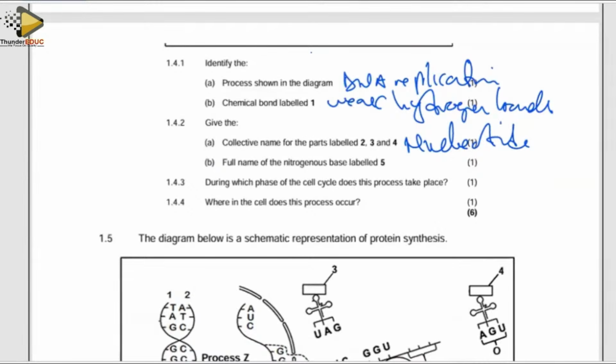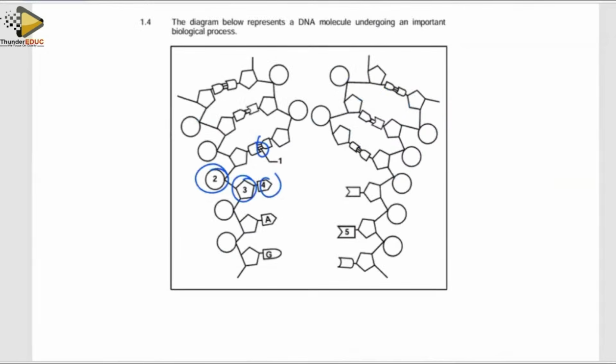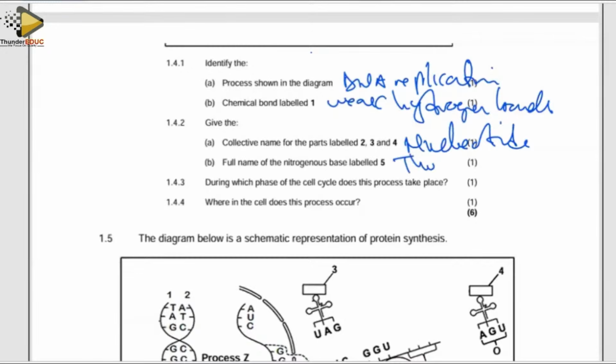Full name for nitrogenous base 5. What is 5? 5 is here. Here you have adenine. Automatically this is going to be thymine. So 5 becomes thymine. Okay. Thymine. All right. During which phase of the cell cycle does it take place? So basically, this takes place during interphase. Where in the cell does this process take place? It takes place in the nucleus.